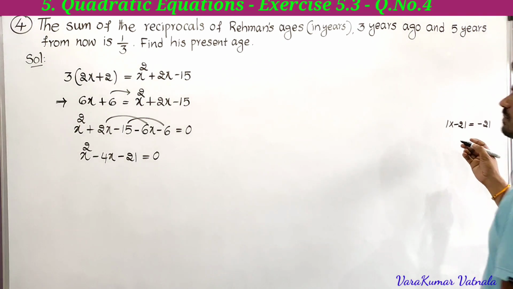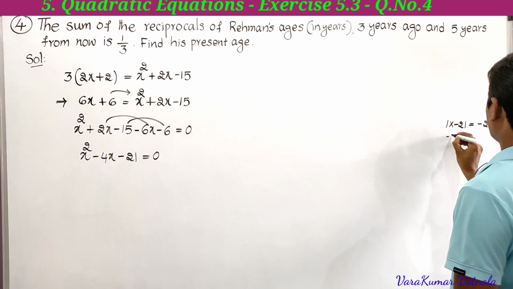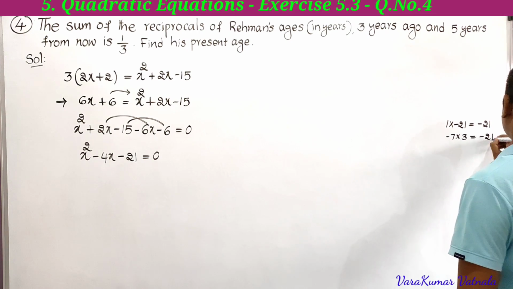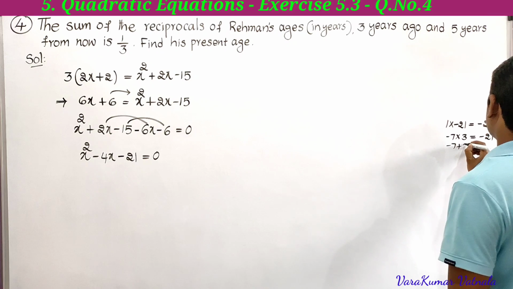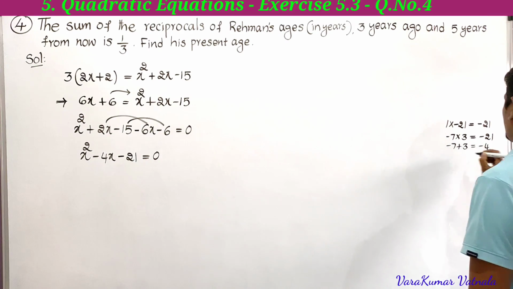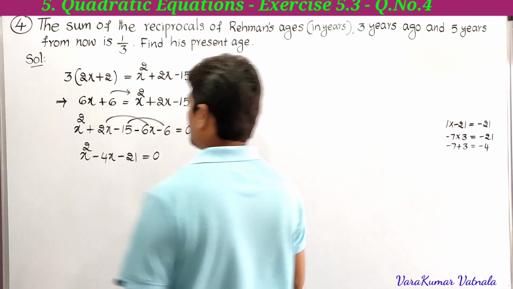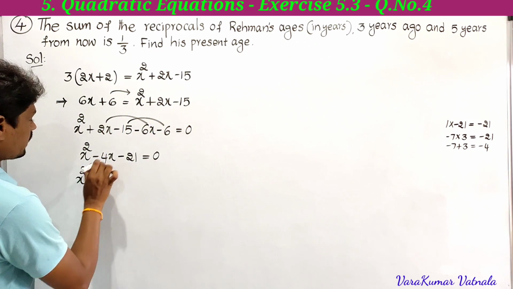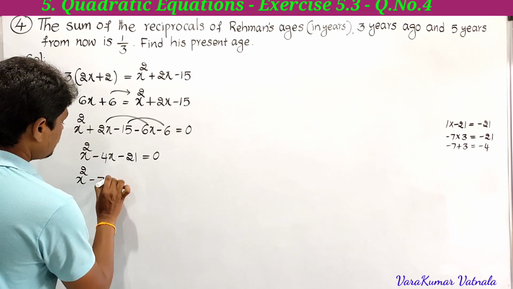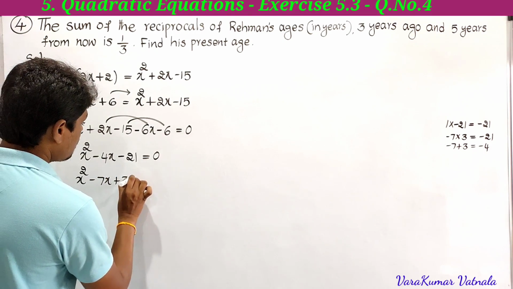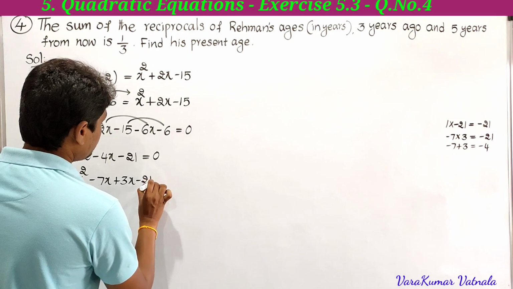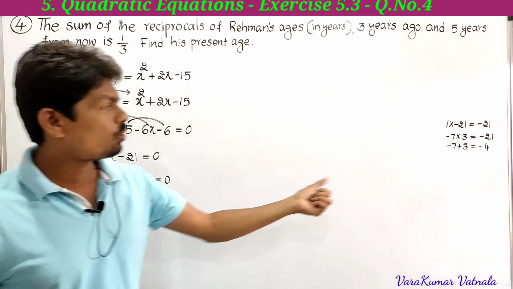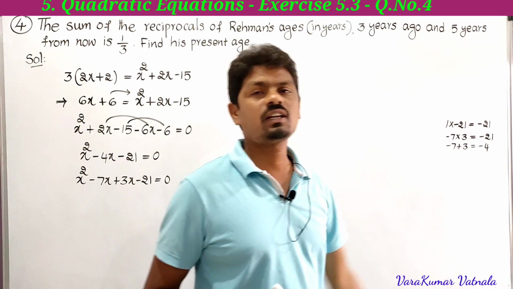So I am selecting minus 7 into plus 3, we get minus 21, and minus 7 plus 3 we get minus 4. So minus 7 and plus 3 are the factors. So write x square as usual, but this minus 4x I am writing as minus 7x plus 3x, and write this minus 21 as usual is equal to 0. Just this minus 4x I have written as minus 7x plus 3x.